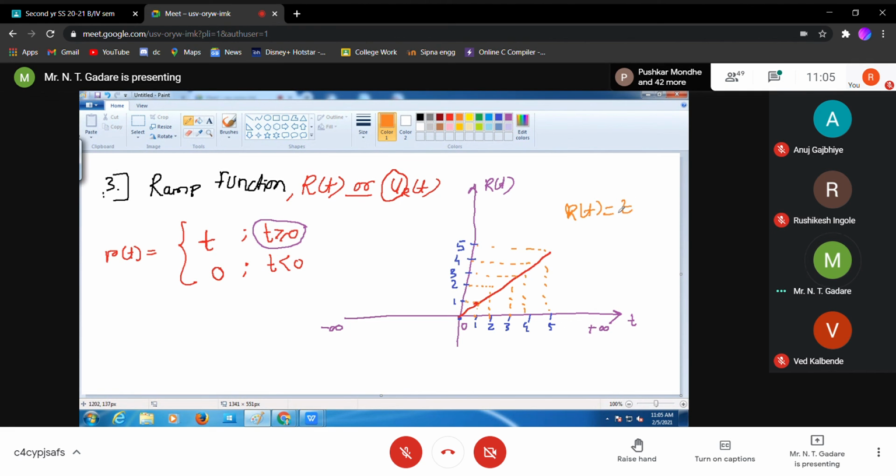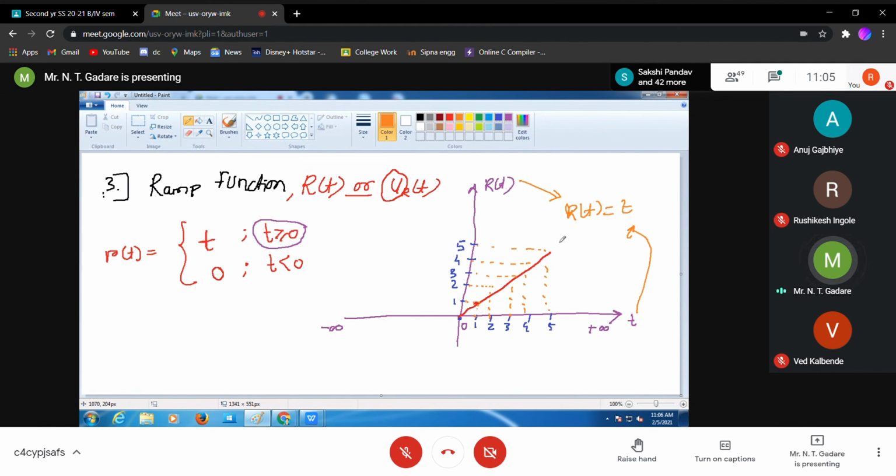r of t is equal to t. जो ये t है वही r of t है, इसीलिए it is called a linear function. इसीलिए इसको कहा जाता है ramp function because from a cross-sectional view it looks like a ramp function. So that's why it is considered a ramp function. So this is what also again the unit step function and the ramp function and this is what standard है.